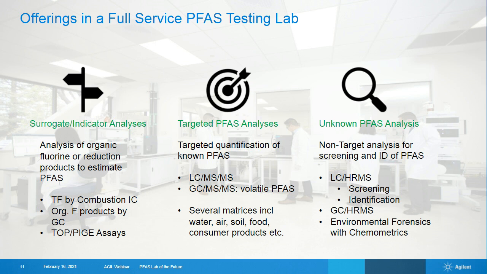So some of the tests that we would consider that the lab of the future is running are total fluorine analyses by combustion ion chromatography, or CIC, and organic fluorine products or reduction products by GC, typically with an electron capture detector. And then also what would fall somewhere between the surrogate and targeted analysis are analyses like the TOP assay or PIGI as well, where, again, it's not critical to know what all the end PFAS are, but we can get a good idea of how much PFAS load is present in a particular sample.